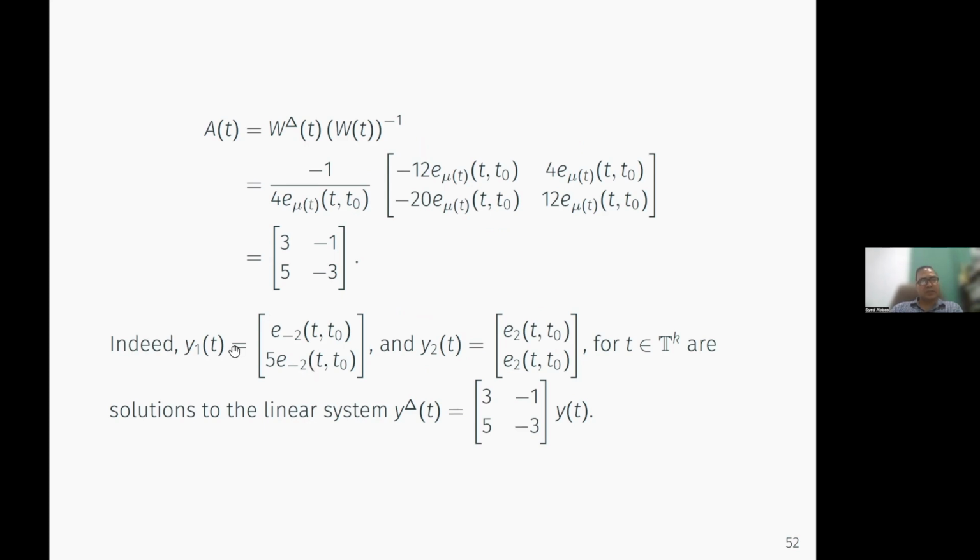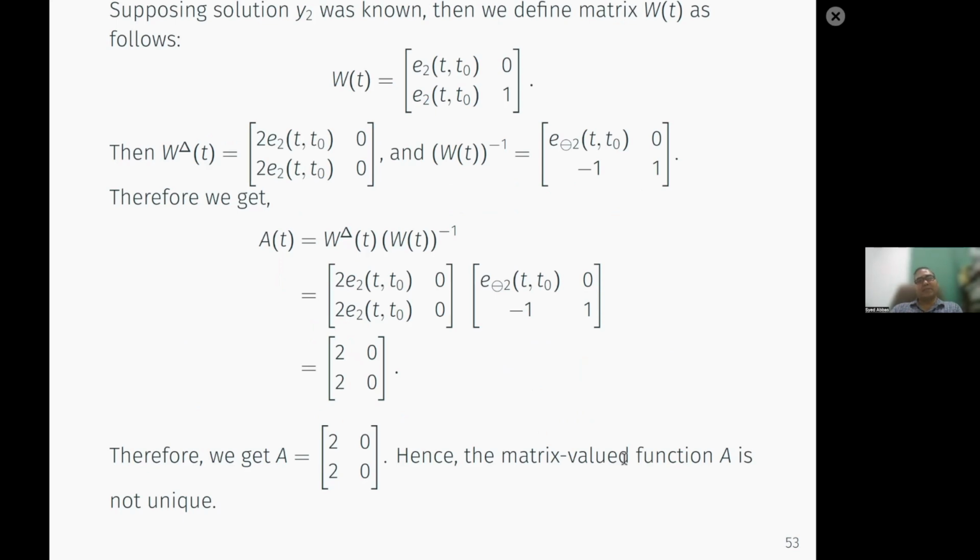Now we can see that y1 and y2 are actually solutions to the linear system y del t is A y(t). The matrix A is given by 3 minus 1, 5 minus 3. So we have determined the matrix A in this case uniquely.